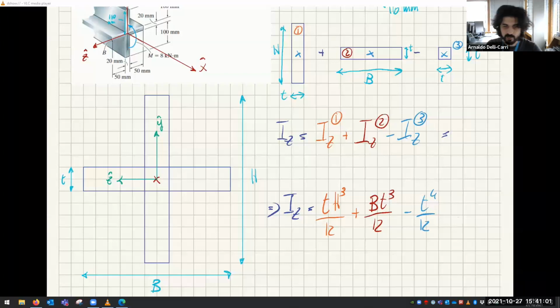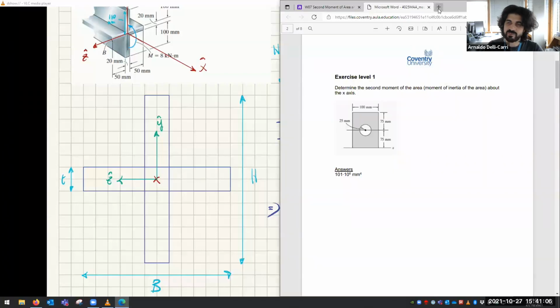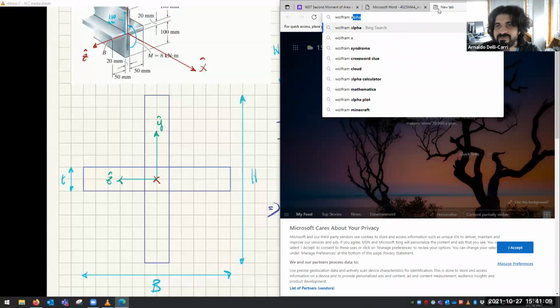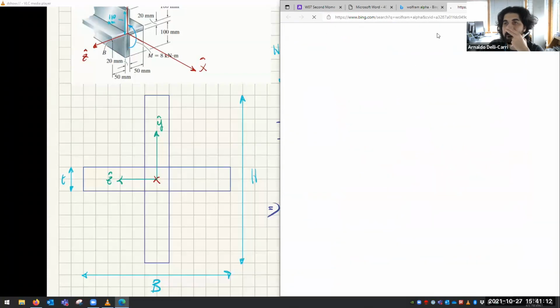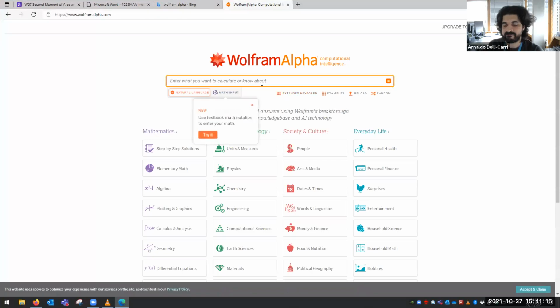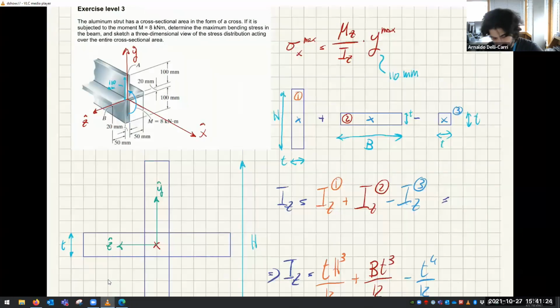And which number is that? Let me open MATLAB. Well, let's not open MATLAB, it's too complicated. And I said that T is 20. Oh, let me put them here. So T is 20 millimeters. Capital H is 220. Capital B is 120.